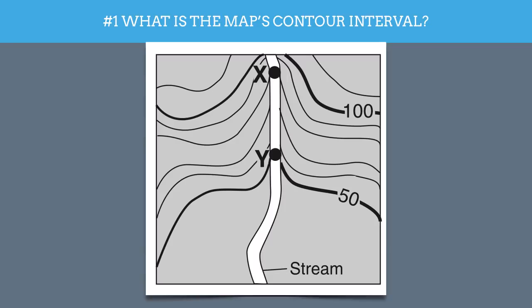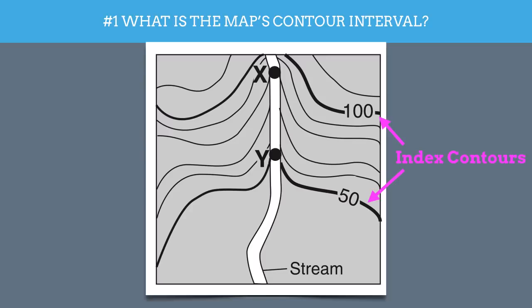Now this particular map has a handful of contour lines, and you'll notice that some of them are darker in color. Well, those are called index contours. We have a 50 index contour and a 100 index contour. And then we have some other lines that aren't quite as bold. And so we need to use this information to figure out how much the lines are increasing by.